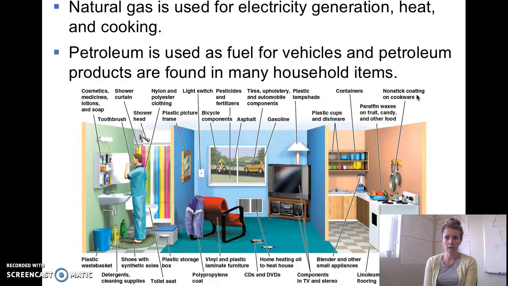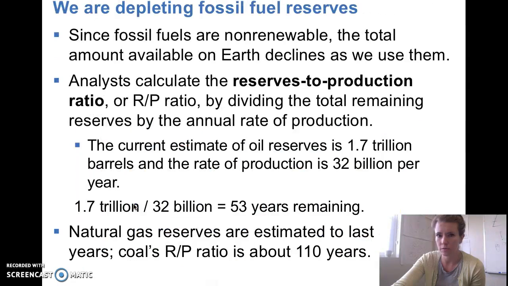And then petroleum products are used as fuel for vehicles, and petroleum products are found in many household items. So it says to look around and see all the ways in which petroleum products affect your life. So like CDs and DVDs, you probably don't have too many of those, but when I was your age, I had CDs all around me. They always have petroleum in them. A jacket, light switch, parts of a bike, picture frame, shower head, shower curtain, everything that's plastic has been made from petroleum.